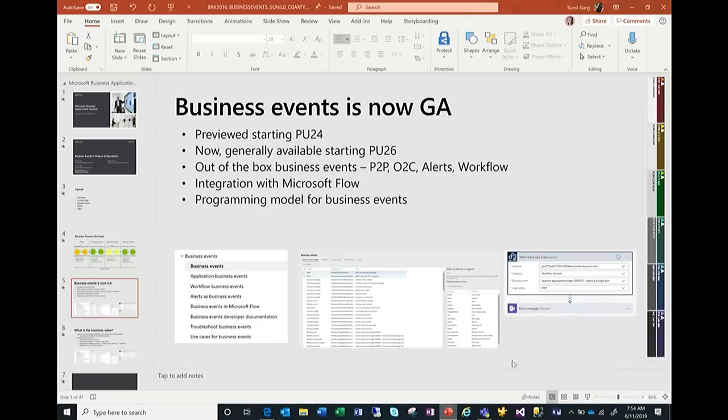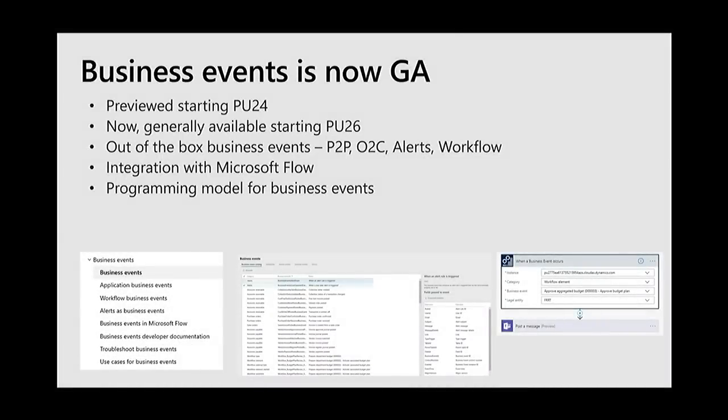So switching back to slides here. Once we set up those business events and once we have the endpoints configured, what happens at runtime is what we will look at in the couple of demos that Murray and Chris will show us. But where are we right now, right? So business events was previewed in platform update 24. That was, I think, end of March, if I recall.